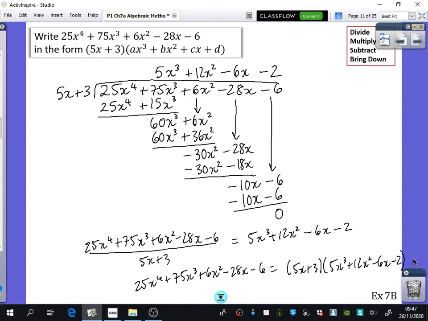If you had a lot of spare time in the exam because you finished the whole thing in 5 minutes, in theory, you could expand these brackets and they would simplify to that. We're not going to do that though.